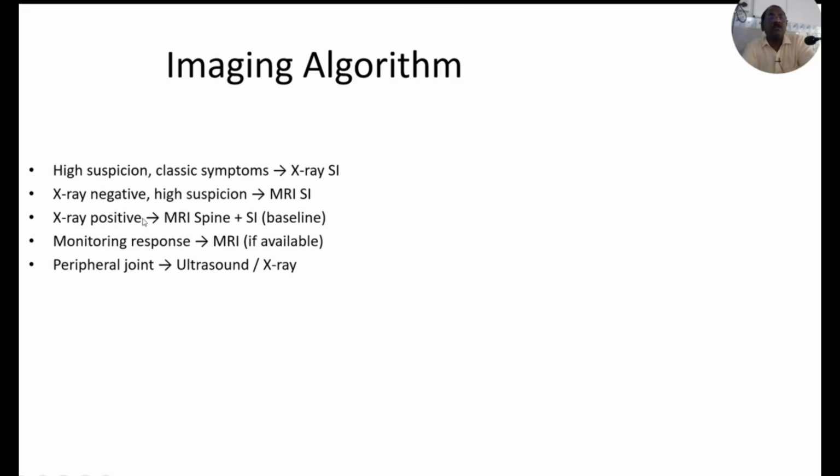Imaging algorithm: high suspicion, classic symptoms, X-rays. If X-rays are negative, then go for the MRI. If X-rays are positive, do MRI of the spine and sacroiliac joints as a baseline. For monitoring the response, MRI if available, and for peripheral joints, take an X-ray or ultrasound.